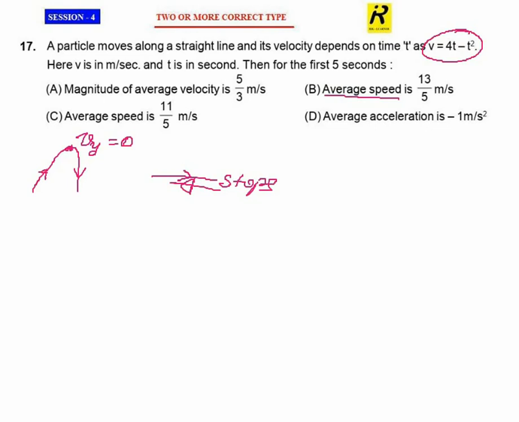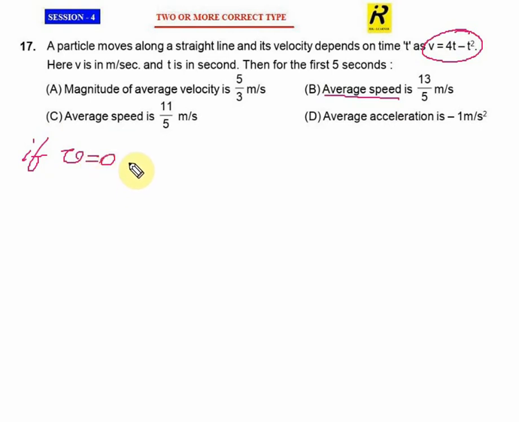So now, the given thing is average speed, and I have this equation. If v is equal to 0 somewhere in the motion, then what happens? 0 = 4t - t². Otherwise, we may say t² = 4t, or t = 4 seconds.